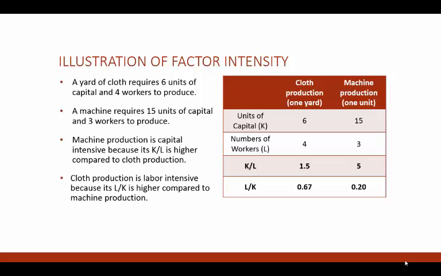Now, factor intensity. The table shows us the mix of inputs or resources that are used to produce both cloth and machines. To produce a yard of cloth requires, in this example, 6 units of capital and 4 workers, whereas it requires 15 units of capital and 3 units of labor to produce a machine. The capital per unit of labor and labor per unit of capital values for both goods are shown.